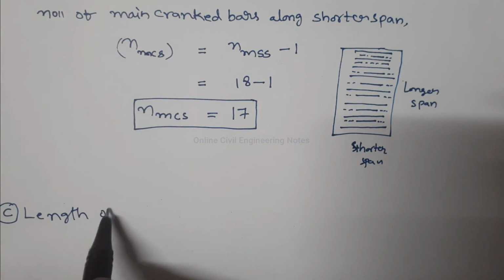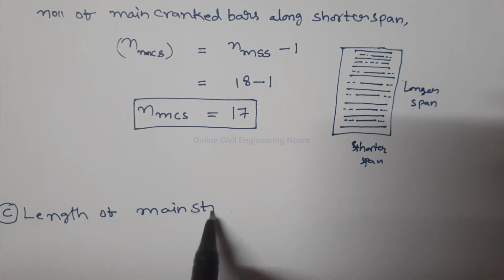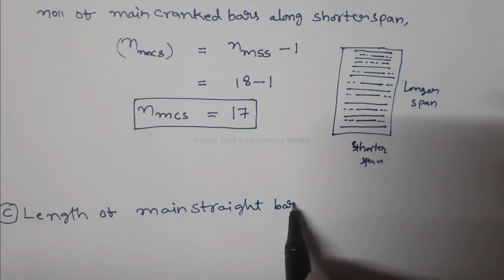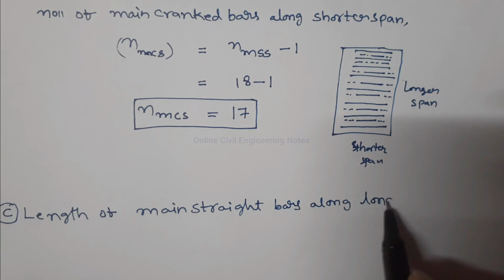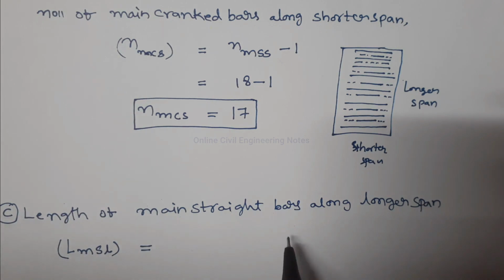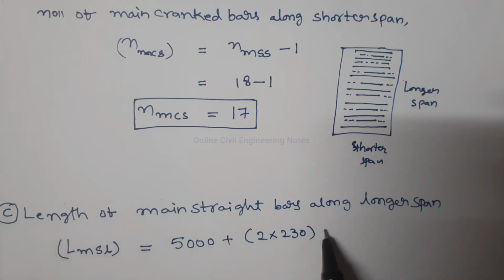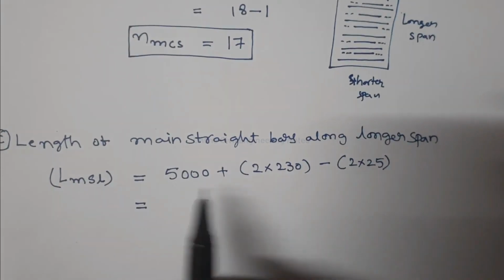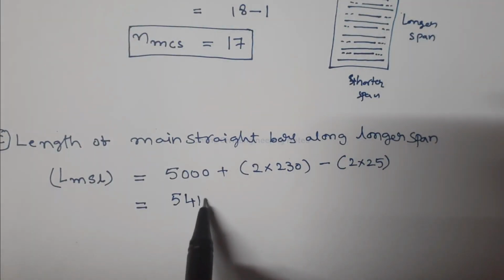of main straight bars along longer span. Length of main straight bars along longer span, LMSL, is equal to clear span in longer direction plus 2 into bearing minus 2 into end cover in the longer span. Clear span is equal to 5000 plus 2 into bearing 230 minus 2 into end cover 25 mm, which is 5410 mm.